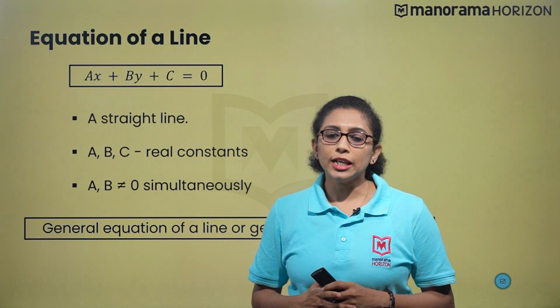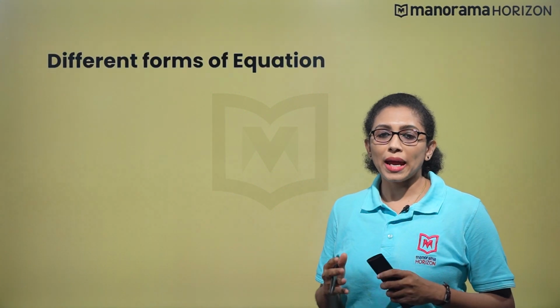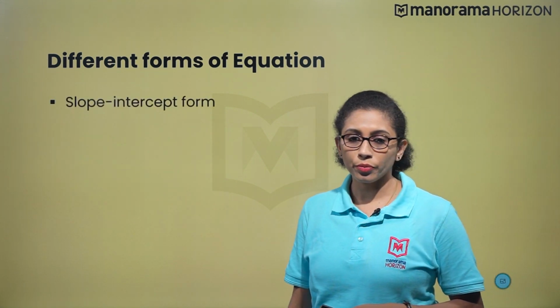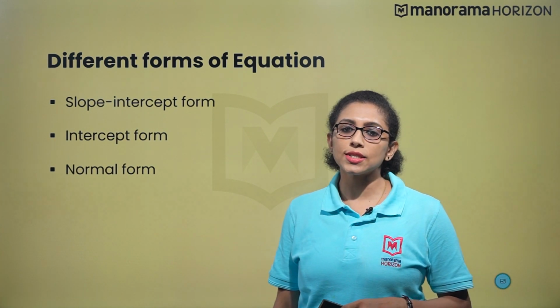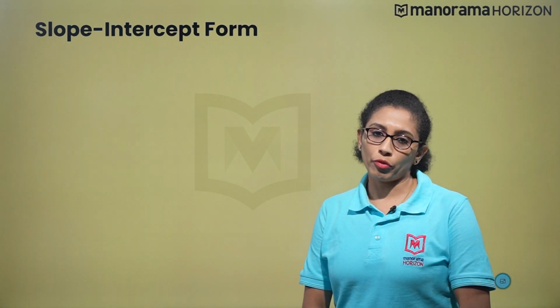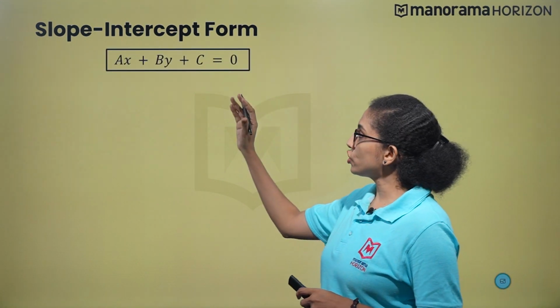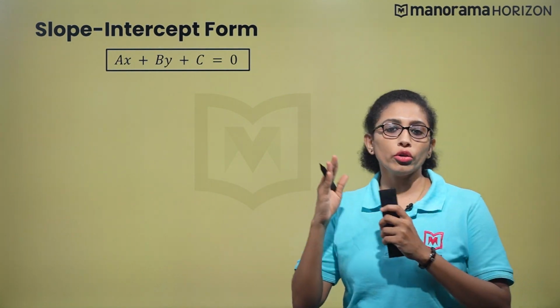Now, let's see different forms of equation of a line. We'll be discussing mainly three different forms, that is slope-intercept form, intercept form, and the third, normal form. Let's discuss one by one. First one, slope-intercept form. In the given linear equation, first check the value of b. It can be equal to 0 or not.